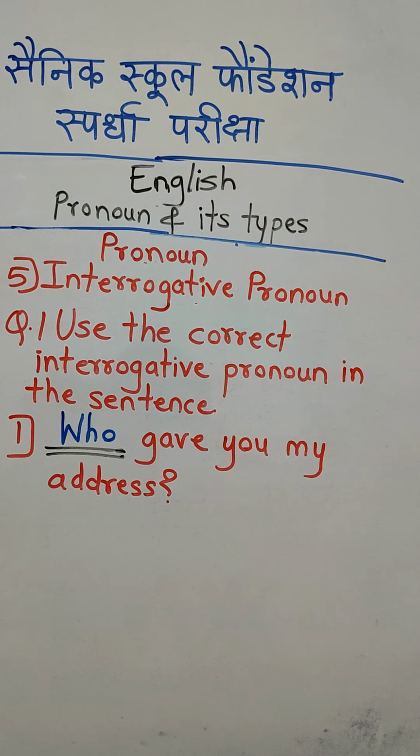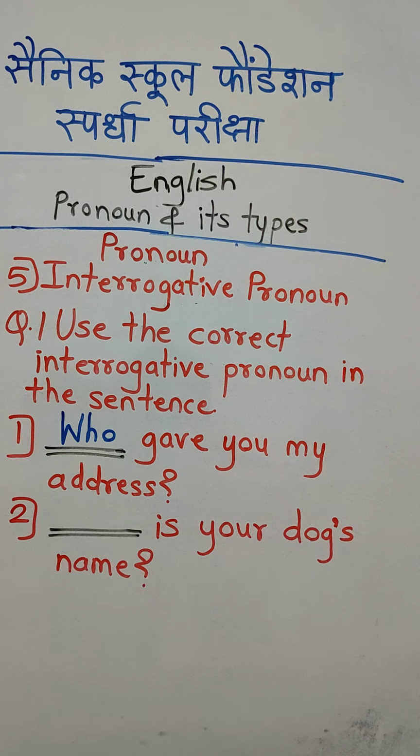Next sentence is given, dash is your dog's name. Here we want to ask a question about the name of that dog. That means whenever we are talking about the name of a person or the name of anything, we will use the pronoun what to ask a question. So here the sentence will become, what is your dog's name?